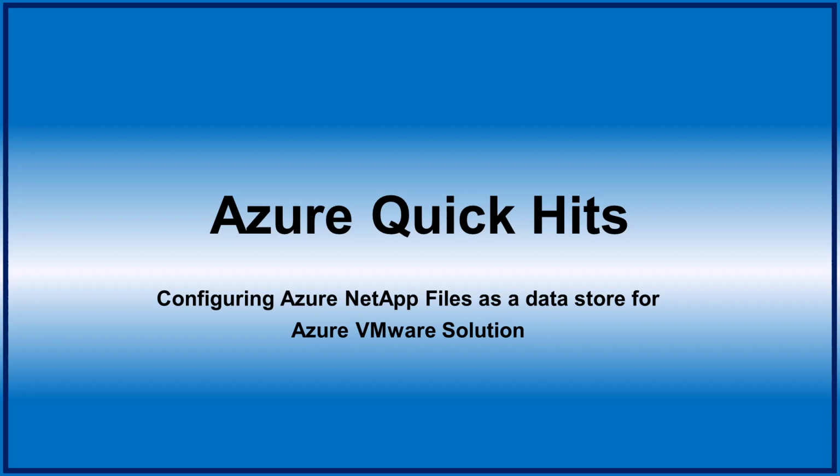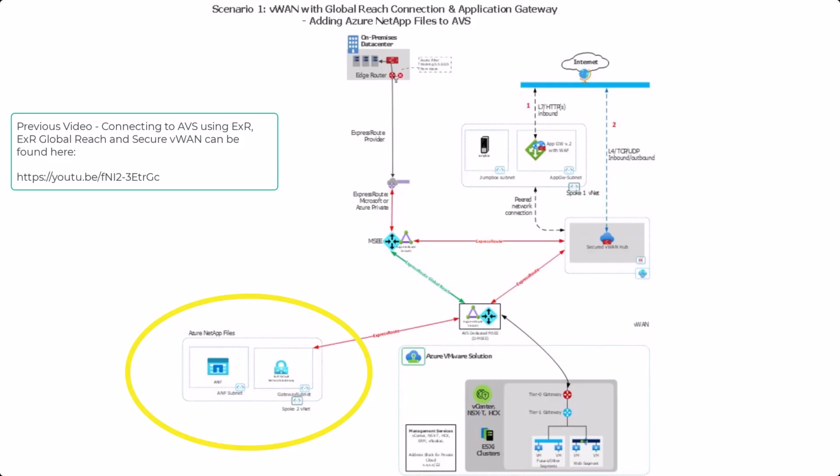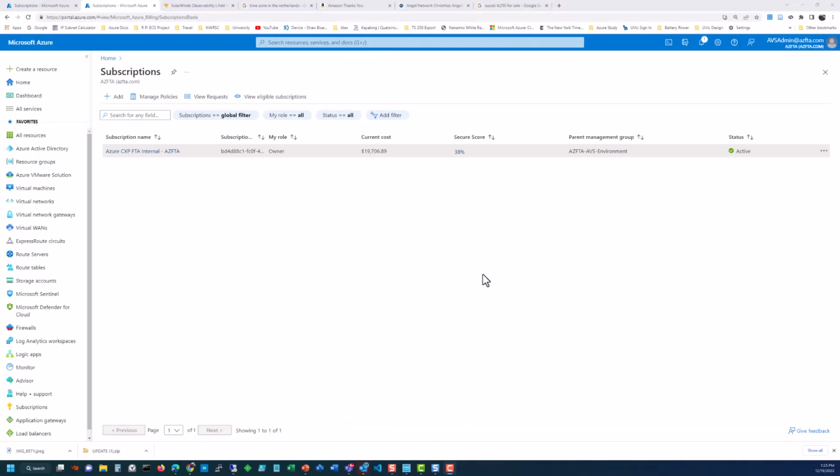In this video, we're going to show how to connect Azure NetApp Files to an AVS environment and mount it as a data store. So building on the infrastructure we constructed in the last video, you can see we're going to add in Azure NetApp Files. And the first thing you'll notice is that Azure NetApp Files is accessed via ExpressRoute. So we will have to build a vNet and an ExpressRoute virtual network gateway.